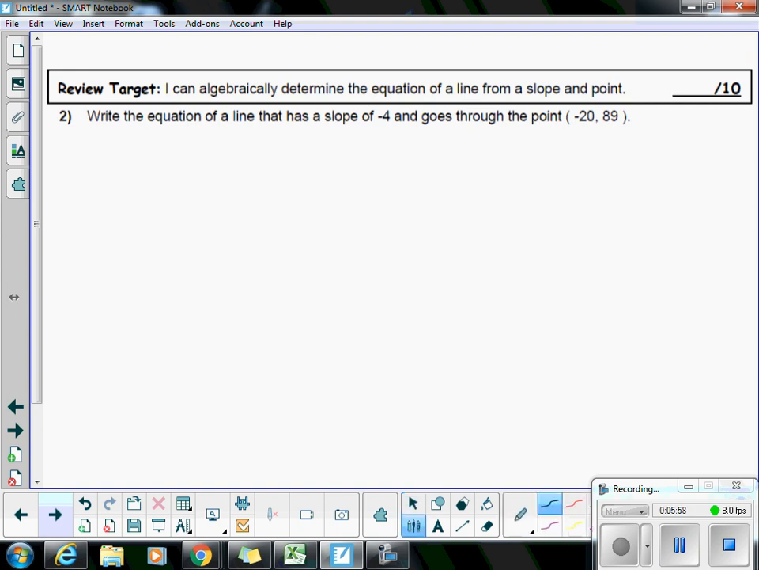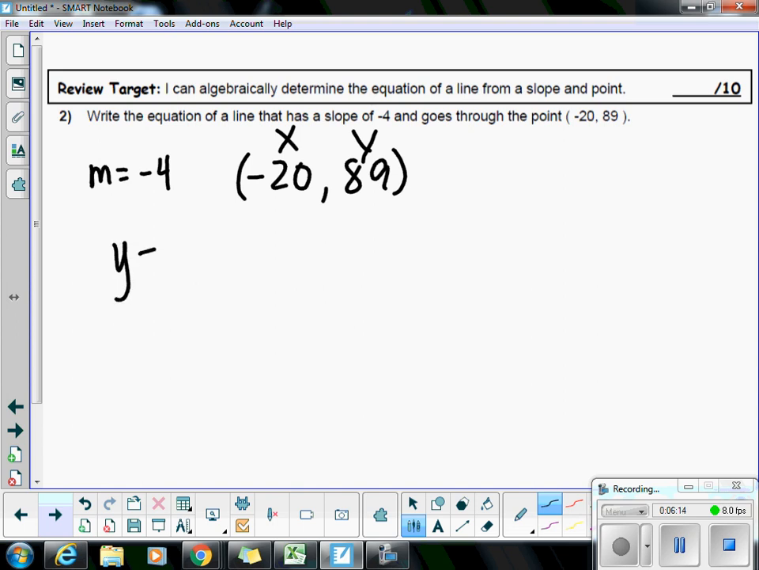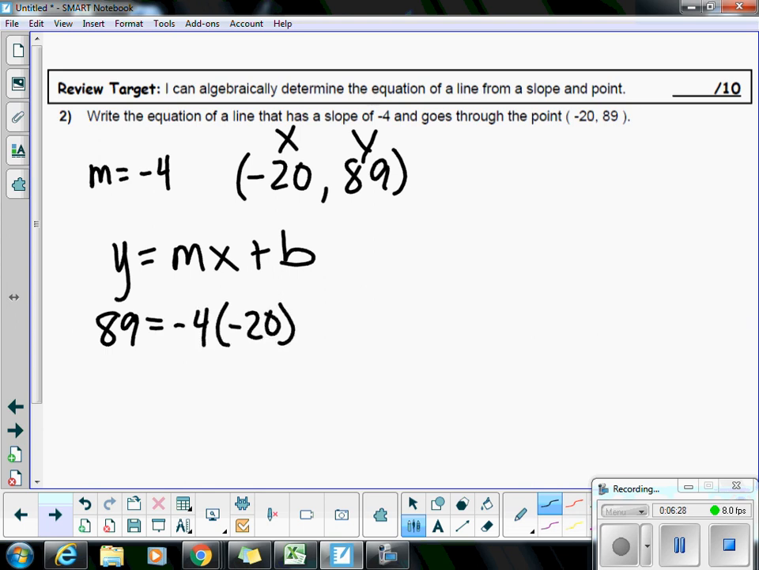All right, so we have to start with what we know. We know m is equal to -4. We know we have an ordered pair of (-20, 89), so these are our x value and our y value. We know the equation of a line, y equals mx plus b. So I'm just going to plug in, just like what we did up above in problem 1. So 89 equals -4 times -20 plus b.